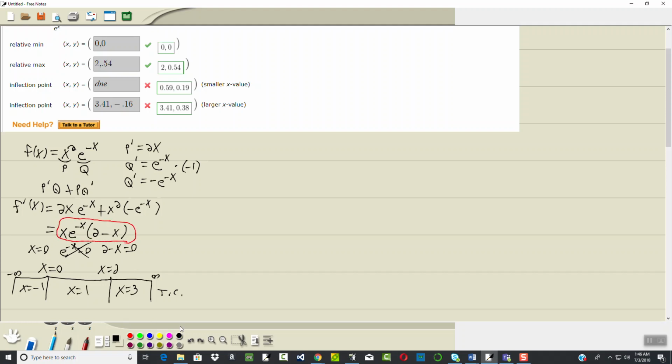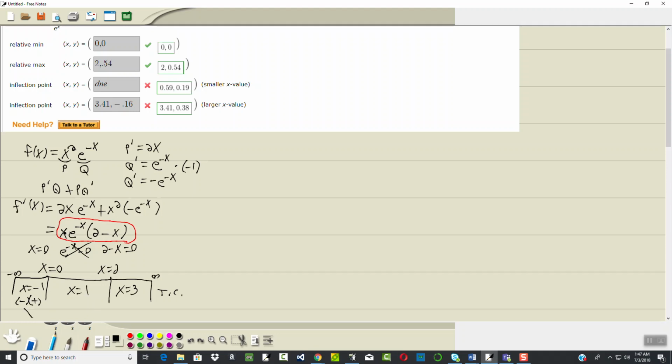Now one thing to keep in mind is that e to the negative x is always positive, so I don't need to plug it in there. I'll plug a negative 1 in for the x here, so I'll have a negative. And if I plug a negative 1 in here, 2 minus a negative 1 becomes 2 plus 1, so that's positive, which means this is decreasing.